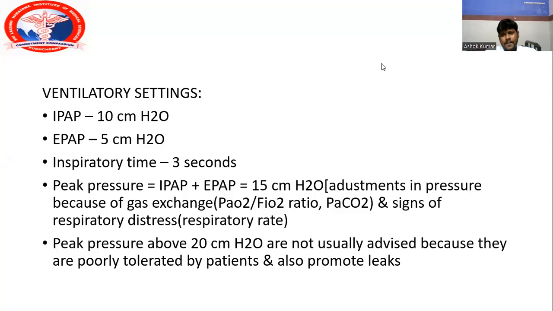Ventilator settings. Inspiratory positive airway pressure, for example, is mostly set around 10 centimeters of water. Expiratory positive airway pressure is set around 5 centimeters of water. Inspiratory time is around 3 seconds. Peak pressure is the inspiratory positive airway pressure plus the expiratory positive airway pressure, added together: 10 plus 5, around 15 centimeters of water. Adjust the pressure based on blood gas results, PaO2 by FiO2 ratio or PaCO2, which are signs of respiratory distress. Peak pressure above 20 centimeters of water is usually avoided because it is poorly tolerated by patients and also promotes leaks.